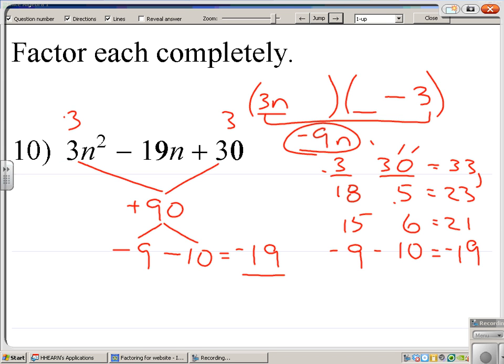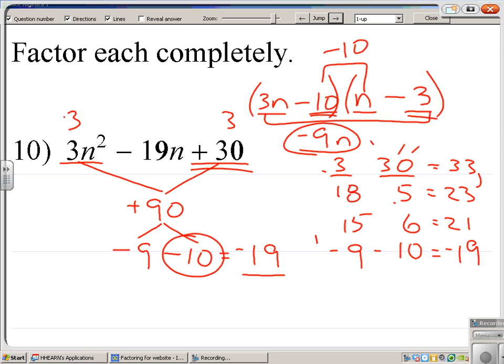First times first equals 3n squared. I need another n. Last times last equals positive 30. I need a negative 10. My inside product confirms what I already knew about my magic numbers. They're an awesome approach to this, and certainly, like in this case, it seems like a lot of writing over here.